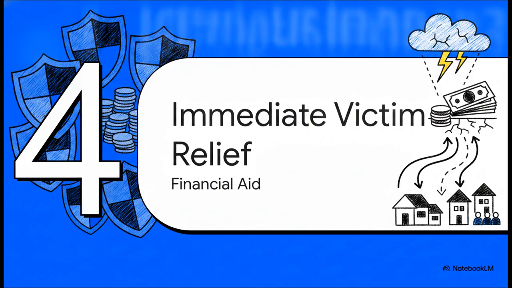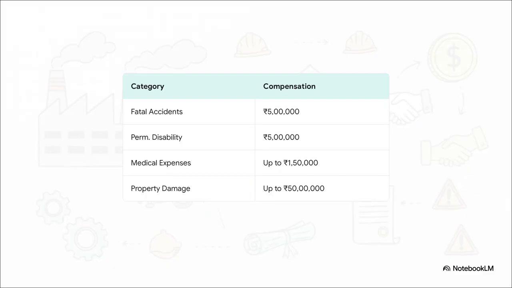All right, Section 4, immediate relief for victims. How does all this translate to tangible relief for you and me? The 2024 amendments gave a massive boost to compensation for the general public. And just to note, this is for everyday victims, as industrial workmen are covered under separate labor laws.